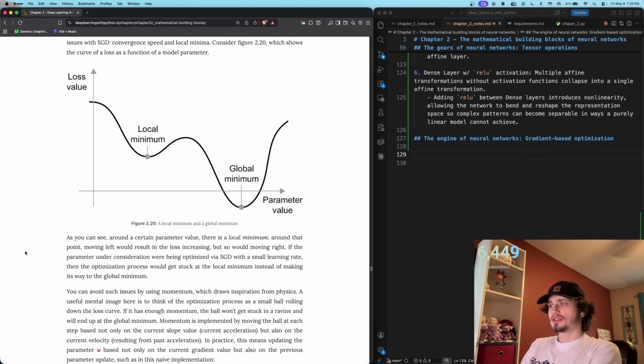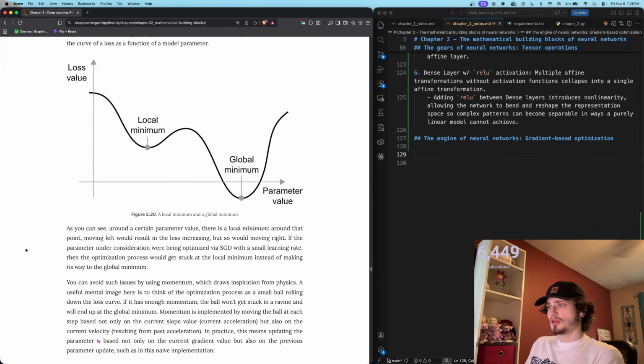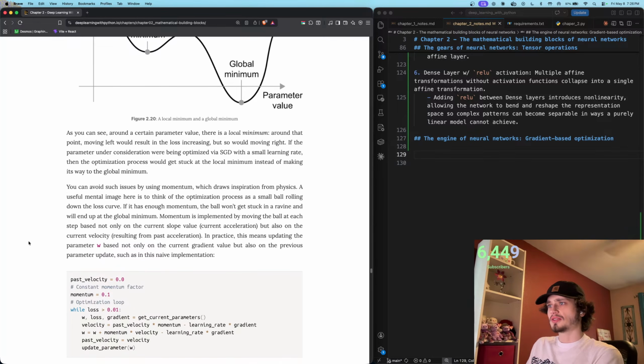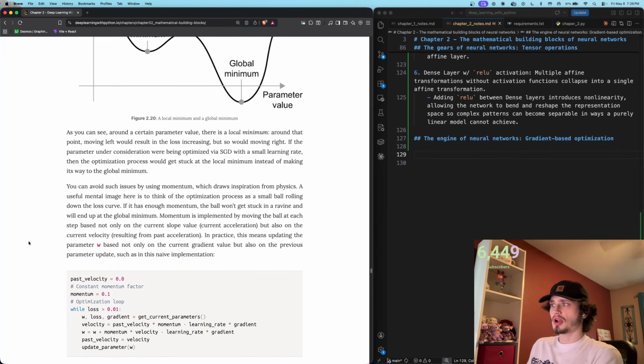If the parameter under consideration were being optimized via stochastic gradient descent with a small learning rate, then the optimization process would get stuck at the local minimum instead of making its way to the global minimum. You can avoid such issues by using momentum, which draws inspiration from physics. A useful mental image here is to think of the optimization process as a small ball rolling down the loss curve. If it has enough momentum, the ball won't get stuck in a ravine and will end up in the global minimum.